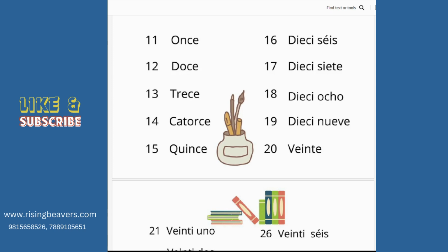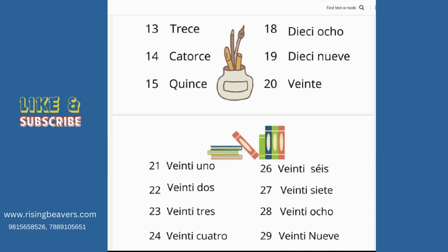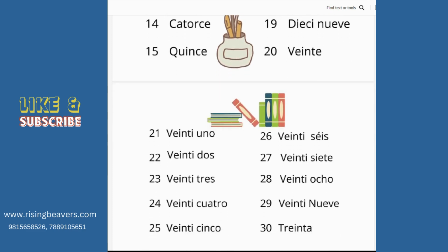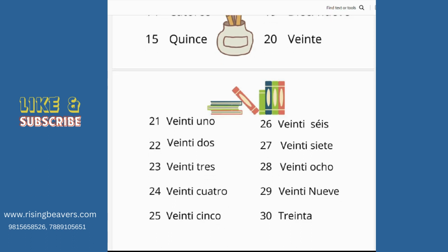Okay, now after 20, what do we have to do? We have to repeat 20 and add 1, 2, 3, 4, 5, 6, 7, 8, 9 as we speak in English. 21, 22, 23. So we have to add the 20 and then 1, 2, 3, 4, 5 is the same. Okay, so there is another rule. After 20, 20 is veinte. So from 21, veinte will be changed to veinti, right? It will change to veinti. 21, 22, 23, 24, 25, 26, 27, 28, 29, and 30. 30 is treinta. Right?